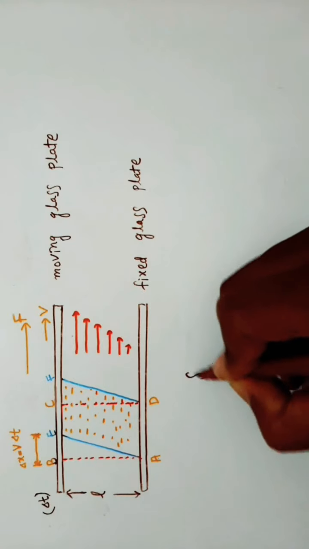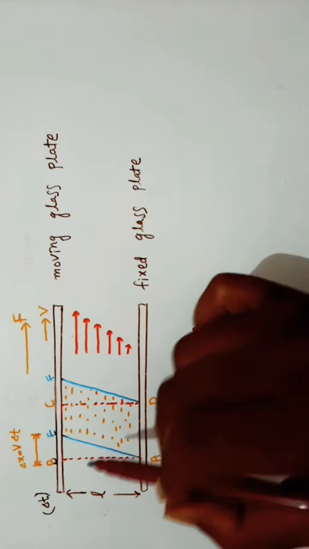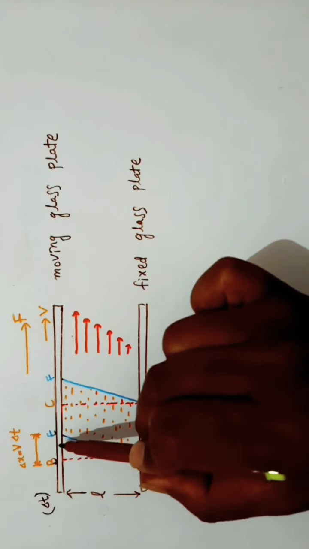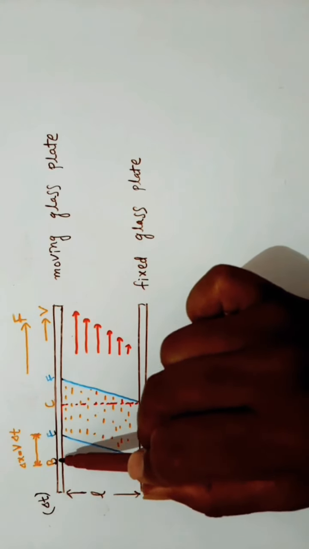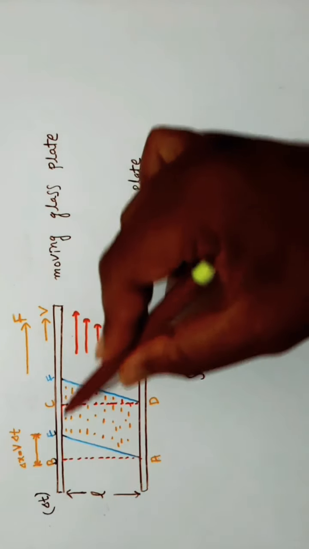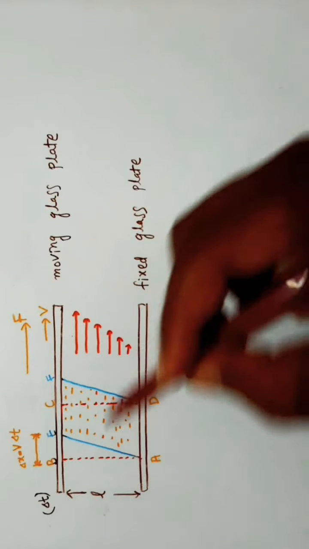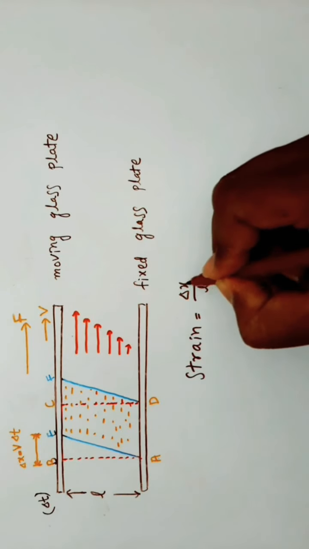Strain is the ratio of relative displacement to length of the cylinder. So here the relative displacement is del x. Here the distance between the two glasses is L. So that is del x by L.